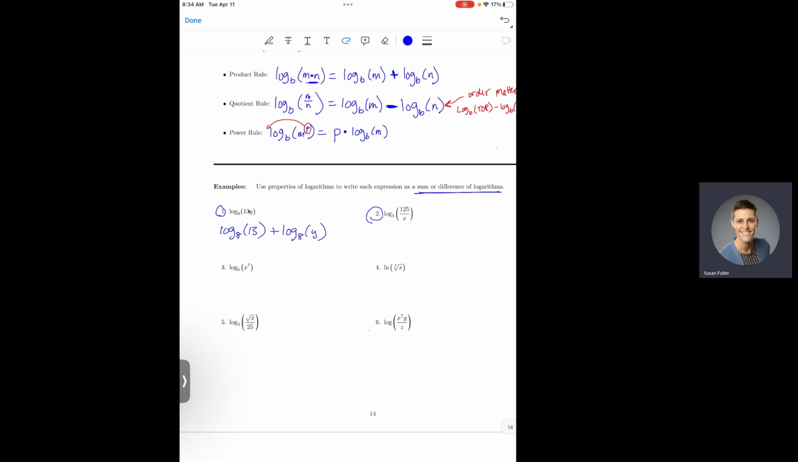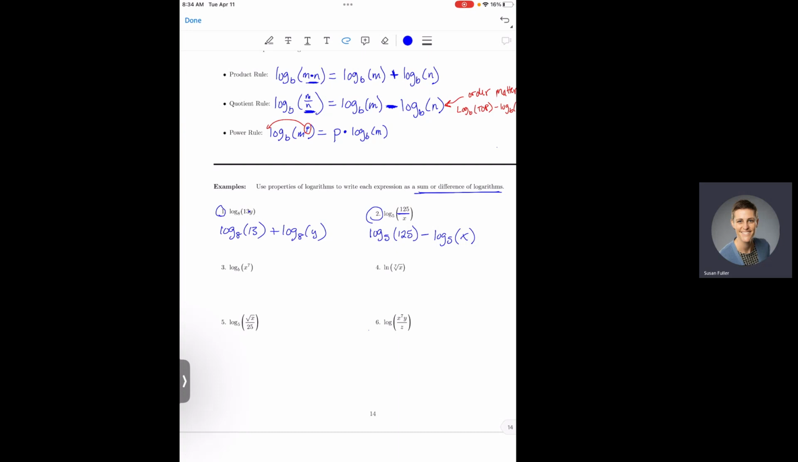All right, let's try number 2. Log base 5 of 125 divided by x. So what operation do we have in the inside here? Yep, it's division. So division inside turns into subtraction of their separate logarithms. And again, order matters here. So we're going to do log base 5 of the top, which is 125, and we'll subtract from that log base 5 of the bottom, which is x. It's always top minus bottom.